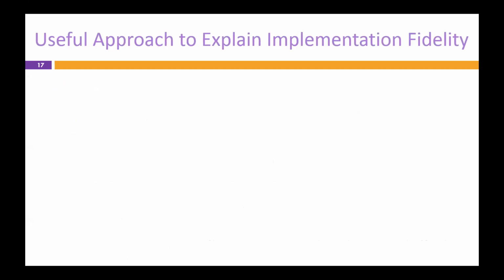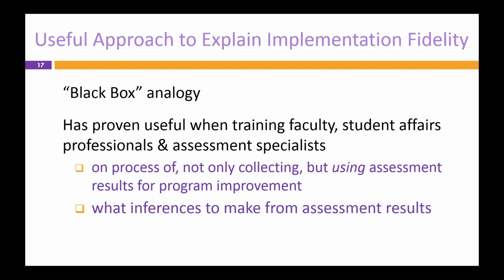So what I want to talk to you about is a useful way to talk about implementation fidelity on your campus, whether it's in academic affairs or student affairs. My grad students and I use this black box analogy a lot, and it works really well. I'm going to start with some basic examples where anyone you're providing the example to is going to be like, duh, of course you should look at that. Then we'll work up to the higher ed examples where you can say, well, we should still look at it here too. It just might not be as obvious, okay?